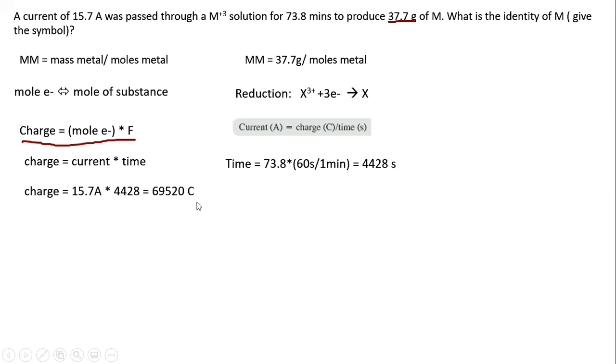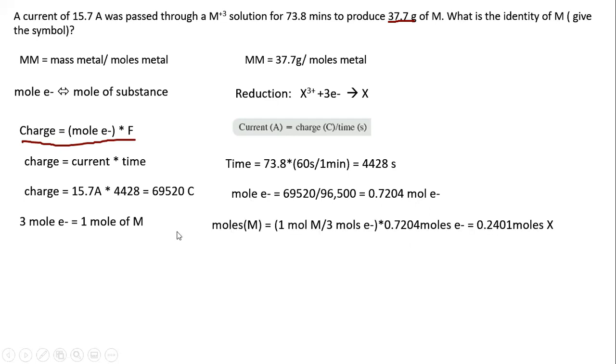Once we do that, we can find the charge. Once we have the charge, we can divide by Faraday's constant to get the moles of electrons. Once we know the moles of electrons, we know that 3 moles of electrons gives us 1 mole of metal. So we can find the moles of metal, or M.